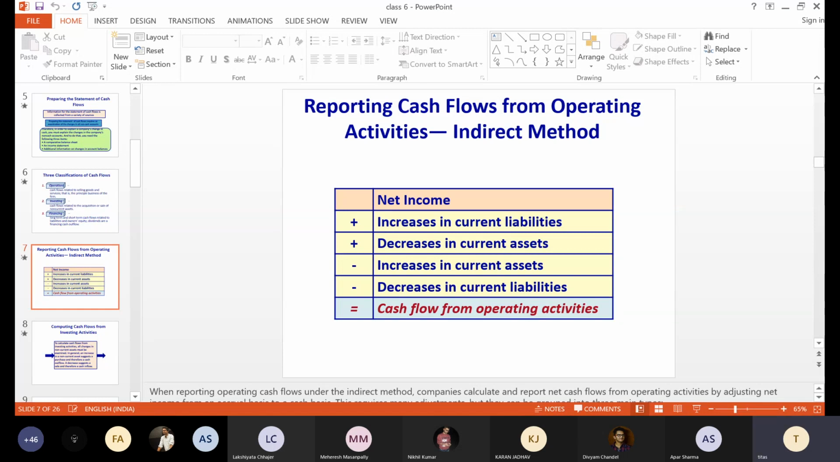So after depreciation, just look at the slide and tell us what the next adjustment will be. Then we'll add the increase in current liability. You can also start with the decrease in current assets, but increase in current liability, whatever. There is no necessity to follow the same sequence as it is followed here. Okay. So liability. Just look at the question and tell me what you are going to adjust here.